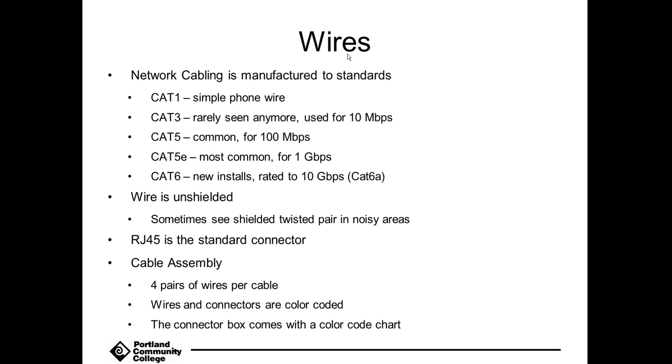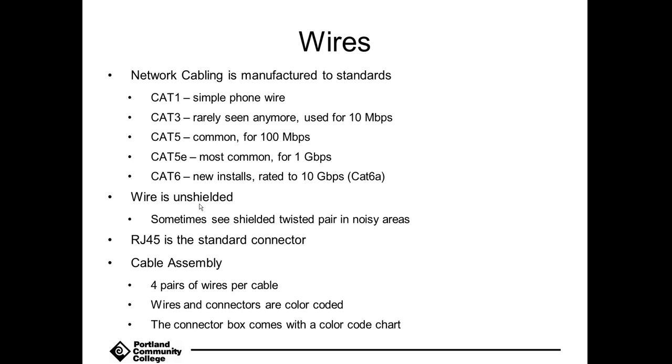Now, network cabling, the wires that we use for Ethernet, are manufactured to very strict standards, and those standards are called CAT standards. So we call the different wires CAT 1 through CAT 6. CAT 1, that's just a simple phone wire. It's not capable of high-speed data transmission. You probably can't buy CAT 3 anymore. You might see it in some older setups. What's more common is CAT 5 for 100 megabits per second, CAT 5e for 1 gigabit per second, and for new installs, something called CAT 6, which is rated to 10 gigabits per second.